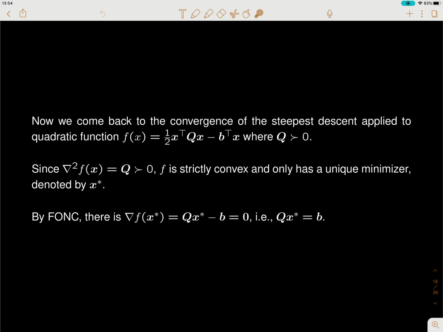We showed that the gradient of this function f is just Qx minus b. So when you plug in x star, you just get Qx star minus b, which is equal to 0. So if x star is the global minimum, then Qx star must satisfy this equation. And this equation is equivalent to this, right? That also means that x star is Q inverse times b. Since Q is a positive definite matrix, the Q inverse exists.